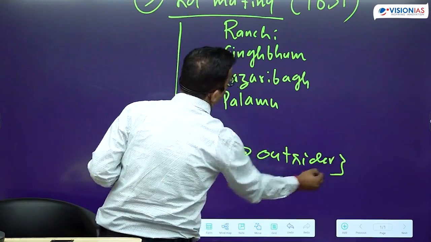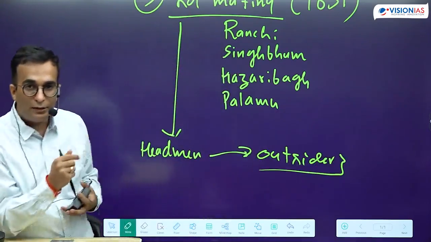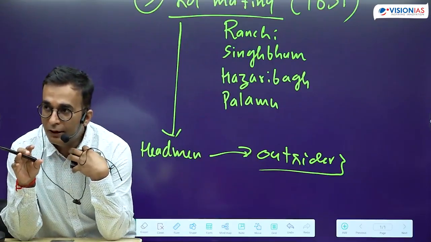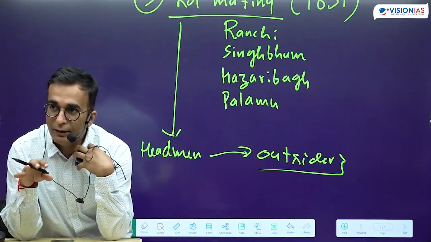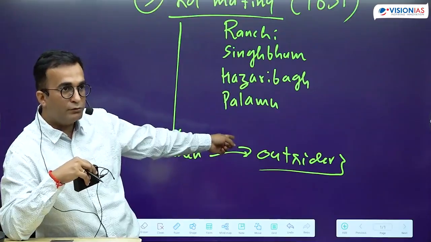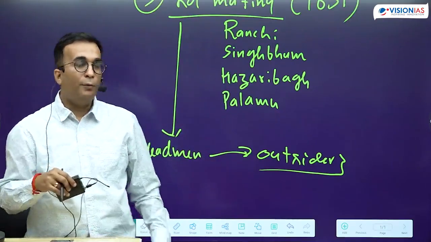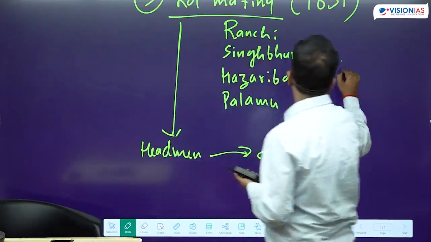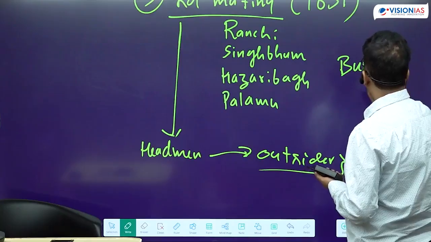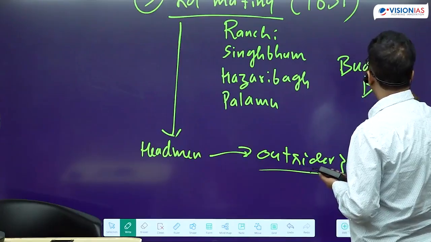And as we mentioned earlier in the characteristics, they practiced a common property holding pattern, meaning that land belongs to everybody, but now it was becoming private property when it was sold to the outsiders. So this is the time when the Kols organized a revolt under the leadership of Buddhu Bhagat.